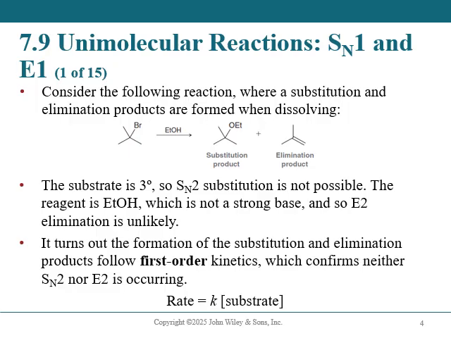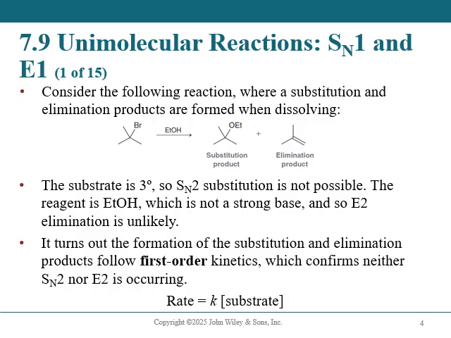Now let's talk a little bit about unimolecular reactions. SN1, the one stands for unimolecular, and also E1 reactions. Consider the following reaction we have here. We have tert-butyl bromide interacting with ethanol, forming a substitution and an elimination product. Now, the substrate is a tertiary alkyl halide, so an SN2 reaction is just not going to happen. The reagent is ethanol, which is not a strong base, and so an E2 reaction is also unlikely to happen.